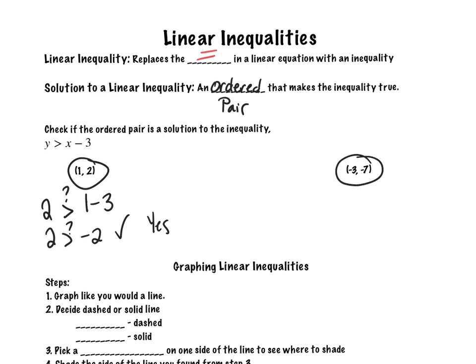So I do the same thing with (negative 3, negative 7). Plug that in and say, negative 7, is that greater than negative 3 minus 3? So what is negative 3 minus 3? Negative 3 minus 3 is what? Negative 6. Is negative 7 greater than negative 6? No. So that one's not a solution. Okay? So that kind of stuff will come into play in a second.